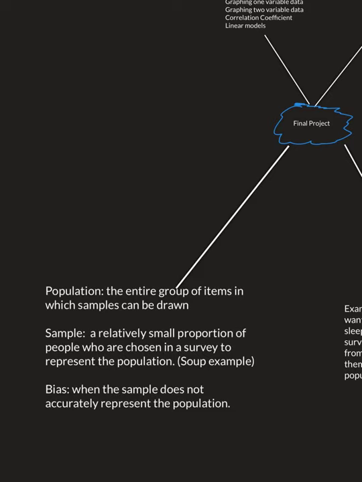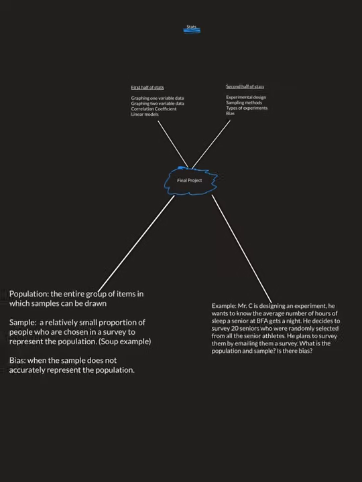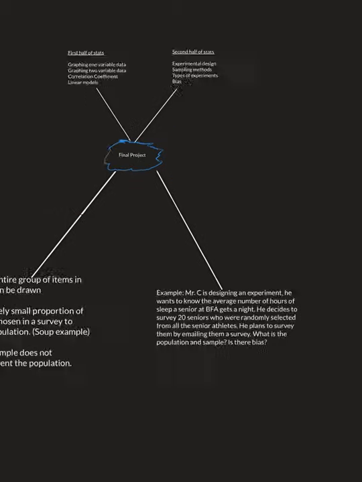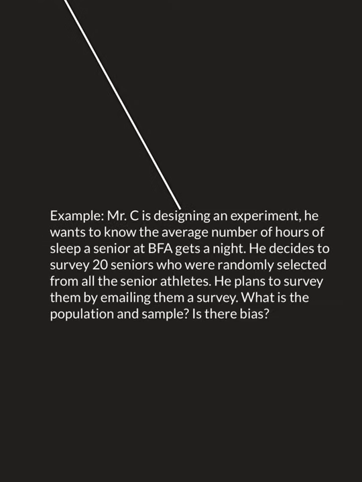So we're going to do a quick example just so you can see more what it looks like in the stats world. And then you're going to get some practice this week with identifying population and sample and starting to recognize bias. So the example says Mr. C is designing an experiment. He wants to know the average number of hours of sleep a senior at BFA gets a night. He decides to survey 20 seniors who are randomly selected from all the senior athletes. He plans to survey them by emailing them a survey. What is the population and what is the sample?